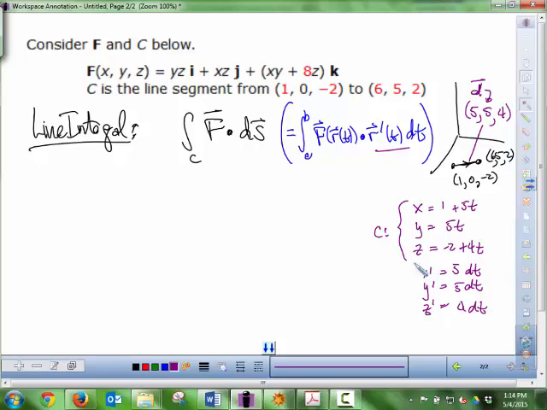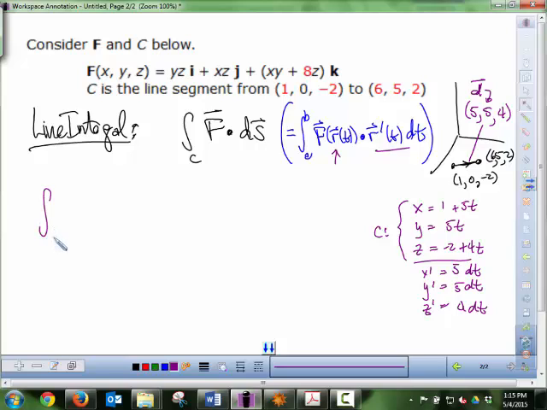Okay, so the only thing left to do is to insert our x's, our y's, and our z's into our vector field. And so let's begin to set up our integral. By the way, this is a line segment parameterization. So our line segment parameterization is going from 0 to 1, the way we have it set up.